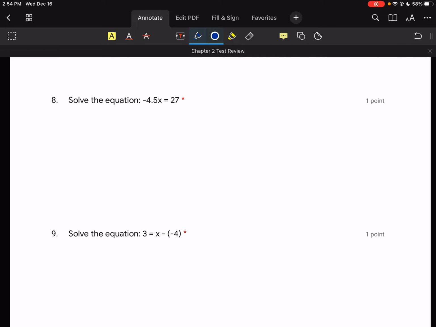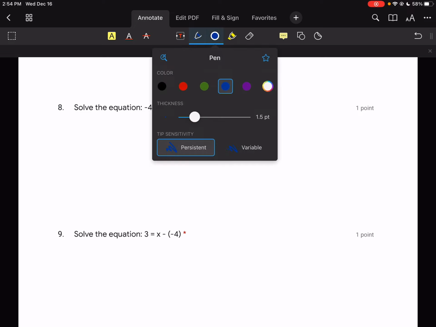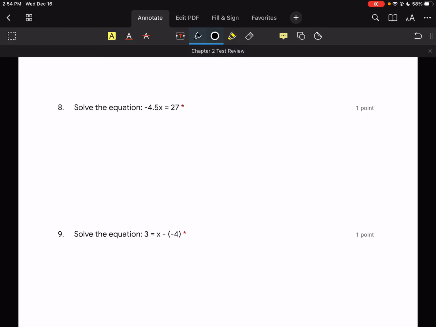All right, solve the equation. I've got that negative 4.5x here, and 27 on the other side. So I'm just going to undo that multiplication. So I'm going to divide both sides by negative 4.5. So I'm going to have 27 divided by 4.5, which means that x is equal to 6 because my 4.5 will cancel on the other side.